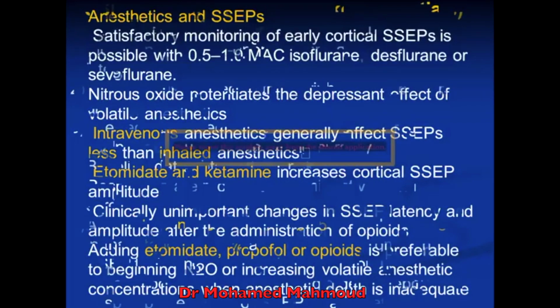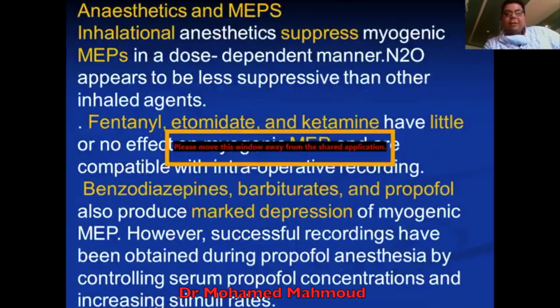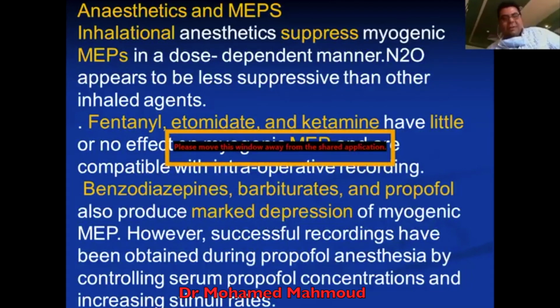Somatosensory, the most common. Motor evoked potential: inhalation anesthesia suppresses the myogenic motor evoked potential in a dose-dependent manner. Fentanyl, etomidate, and ketamine have a relatively small effect on motor evoked potential and are compatible with intraoperative recording. Benzodiazepines, barbiturates, and propofol cause marked depression of the myogenic motor evoked potential. However, successful recording has been obtained during propofol anesthesia by controlling propofol concentrations and increasing stimulus rates.